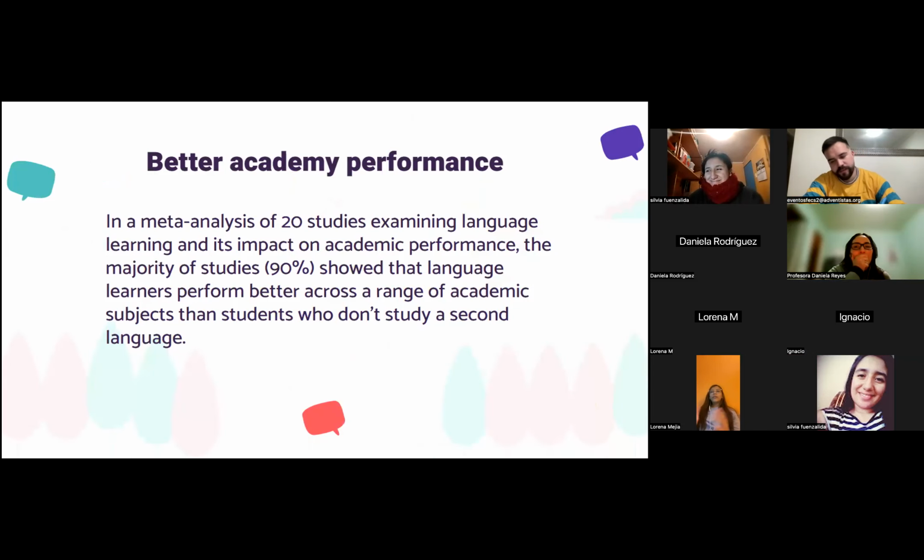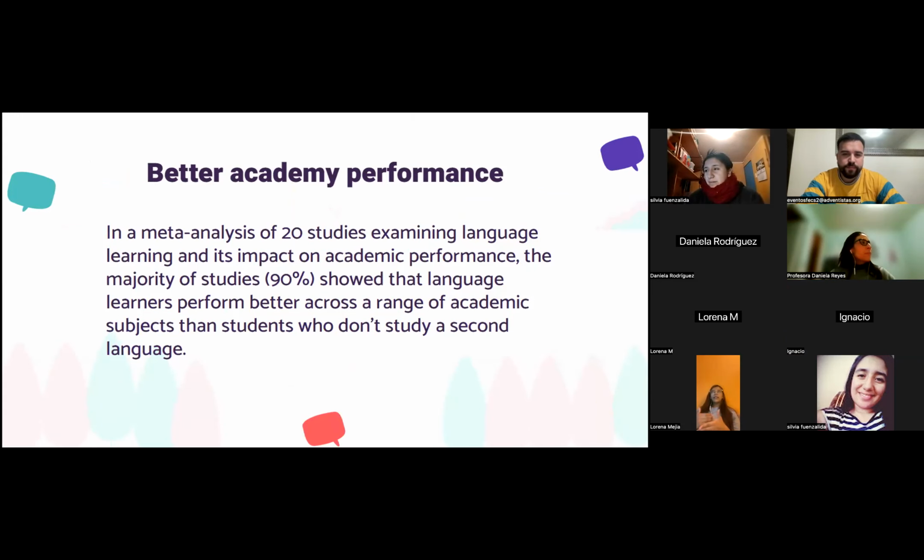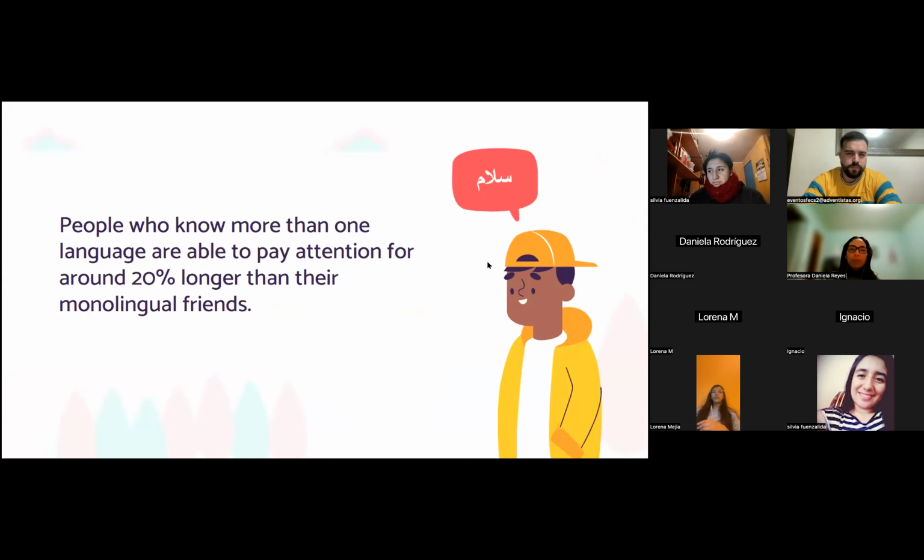So there's this analysis of 20 studies that examine language learning and its impact on academic performance. These studies show that 90% of them have better results across a range of academic areas than students who don't study a second language. The second one is improved concentration.